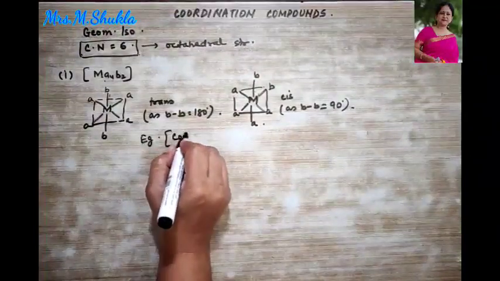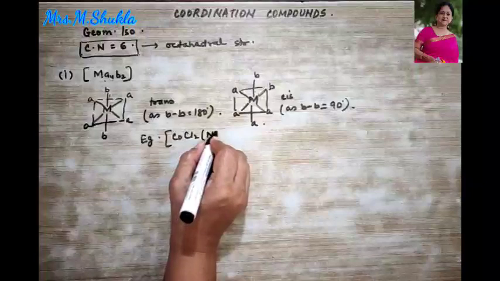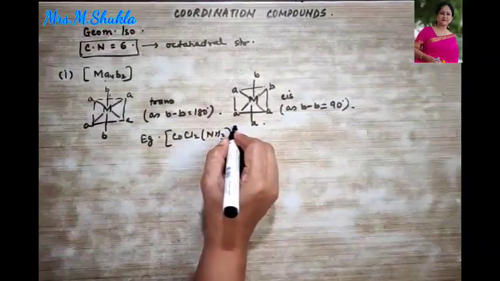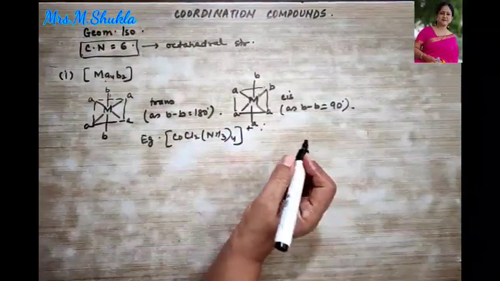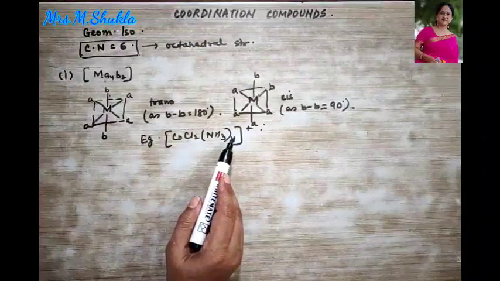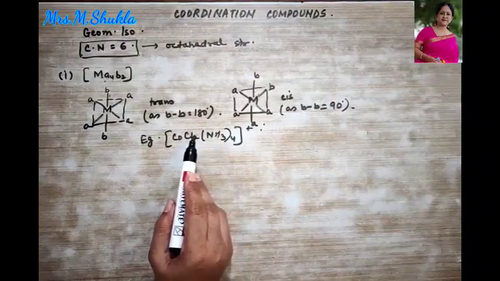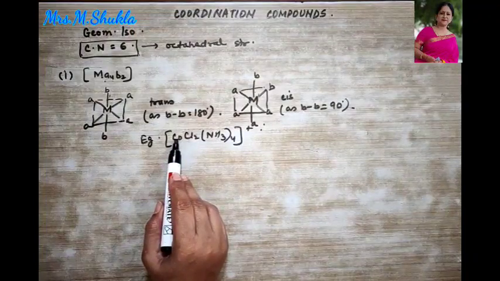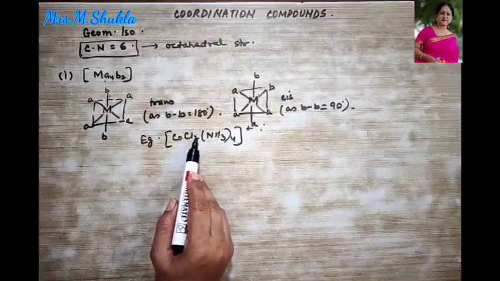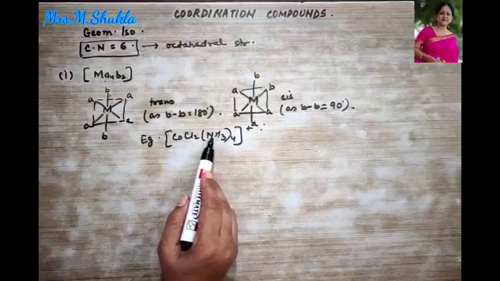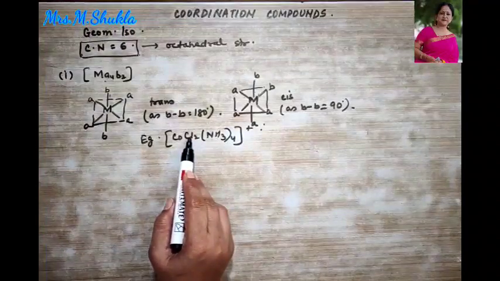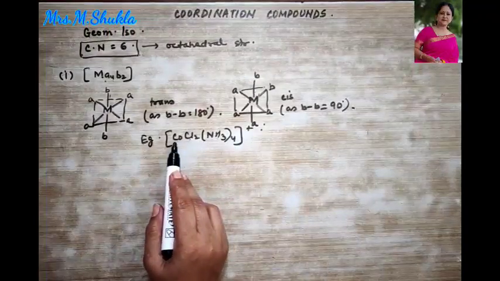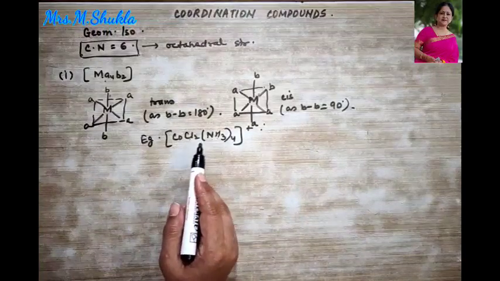Let's take an example of this kind. It could be this. Followed? So, what is that? Tetraamine dichlorido cobalt(II). Okay, why 2? Because this becomes 0. This is minus 1 into 2. Cobalt will become plus 2.